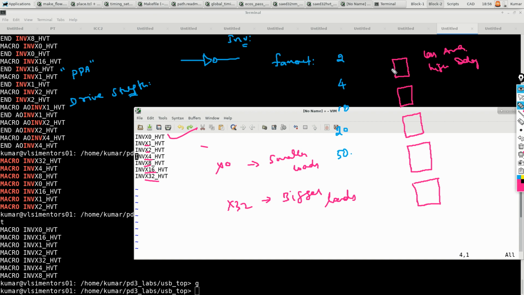If you have to hit 2 gigahertz design frequency, you automatically need multiple drives, or drive strengths, and then multi VTs, and then there is something called multi channel libraries.